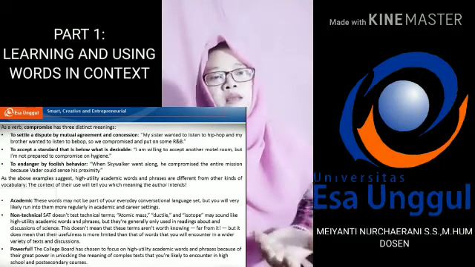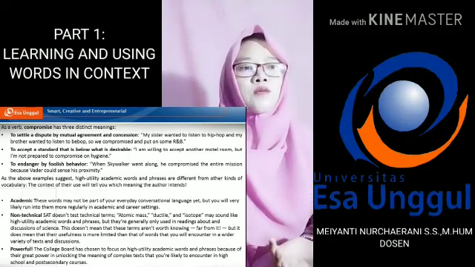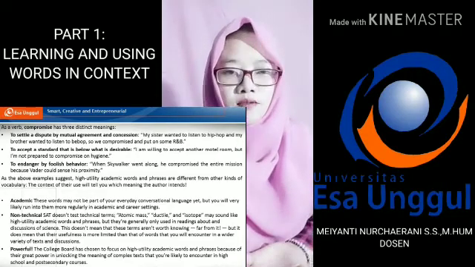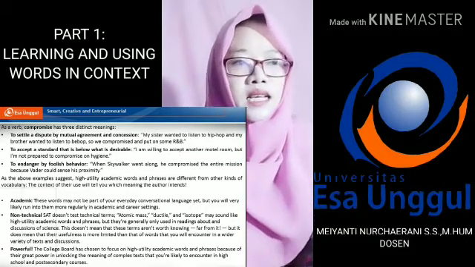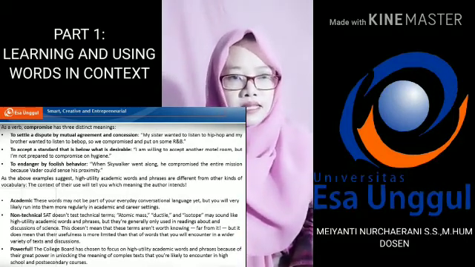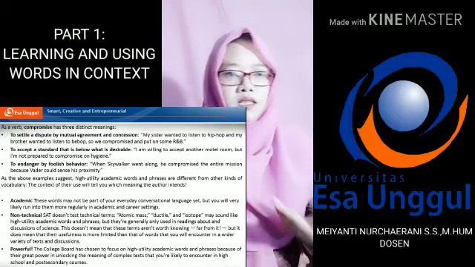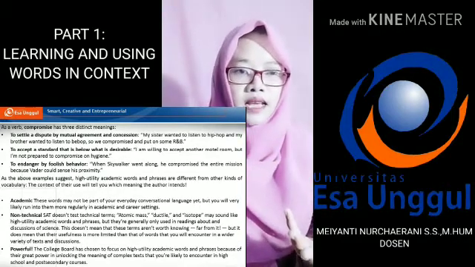So, as the above examples suggest, high utility academic words and phrases are different from other kinds of vocabulary. The context of their use will tell you which meaning the author intends. Academic, just like non-technical and powerful.